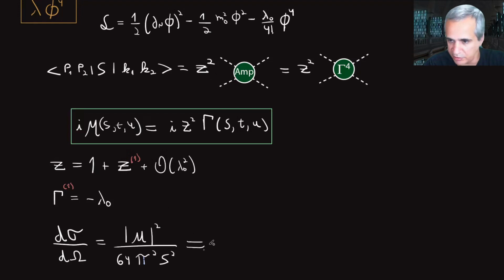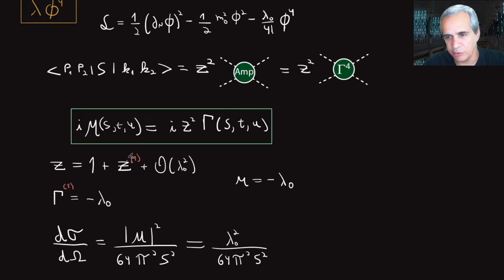And at this order in perturbation theory, right? Since this guy is just minus lambda 0, by this equation right here, I just have to substitute everything up here. This is just lambda 0 squared over 64 pi squared s squared, right? I can disregard this contribution from Z anyway, because when I multiply Z by lambda, since gamma is already order lambda 0, any contribution that comes from Z will be higher order in the expansion of lambda 0 in this multiplication.